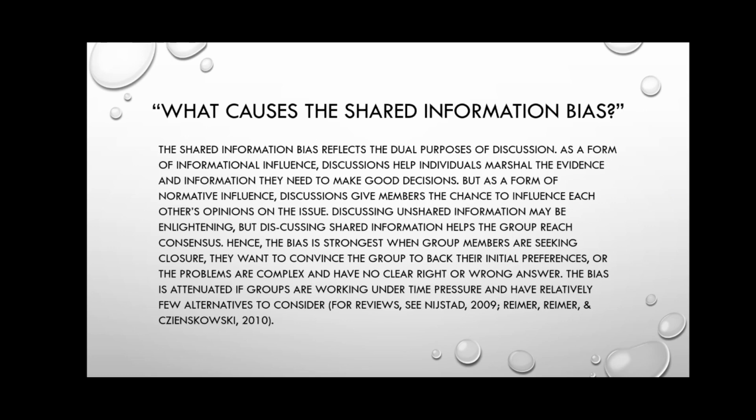The shared information bias reflects the dual purposes of discussion as a form of informational influence. Discussions help individuals marshal the evidence and information they need to make good decisions. But as a form of normative influence, discussions give members the chance to influence each other's opinions on the issue. Discussing unshared information may be enlightening, but discussing shared information helps the group reach consensus. Hence, the bias is strongest when group members are seeking closure.